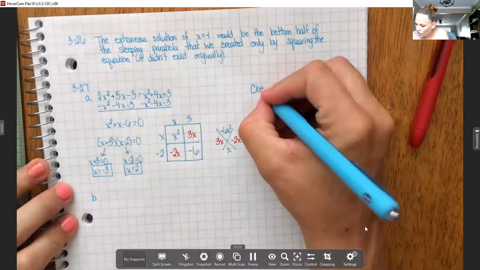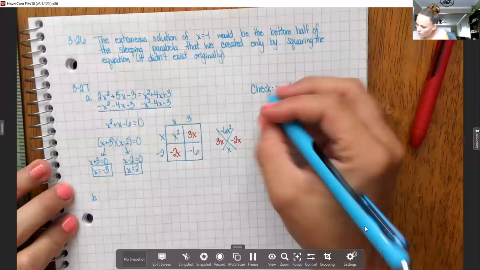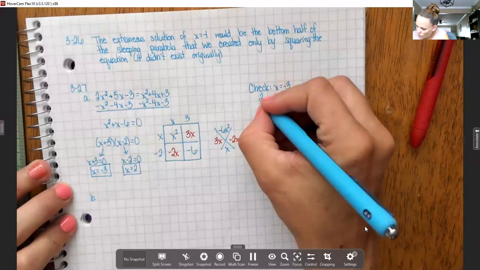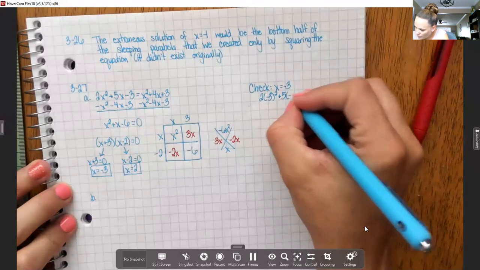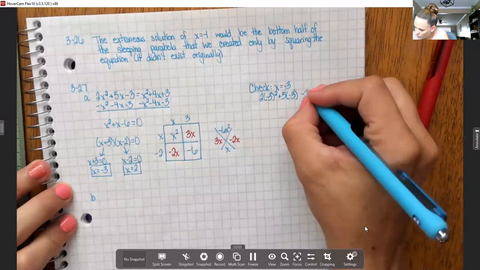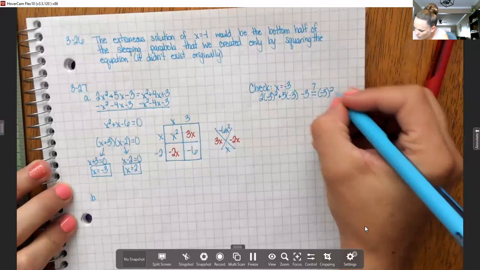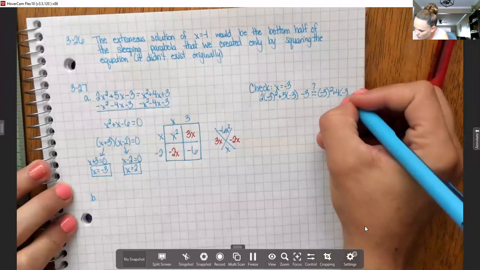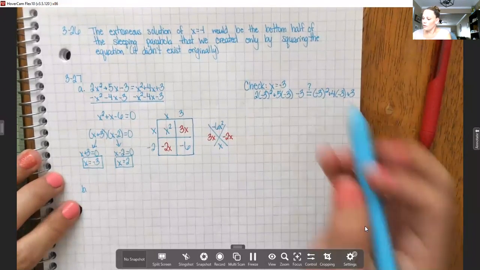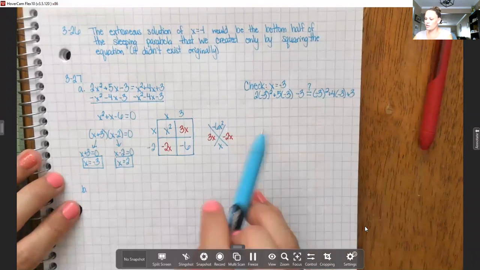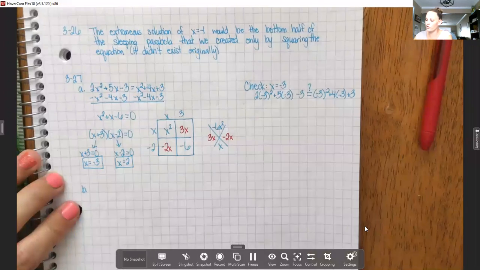So again, we should check these. x equals -3. So we have 2 times -3 squared plus 5 times -3 minus 3. Does that equal -3 squared plus 4 times -3 plus 3?